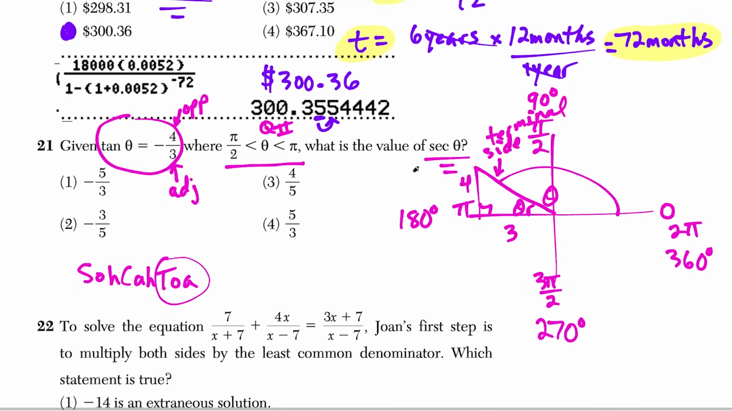Now the reason why it's negative is because technically if I were plotting this point over here, I would go to the left x and up y. So we could think of this 3 as a -3, and then 4 over -3 is -4/3.